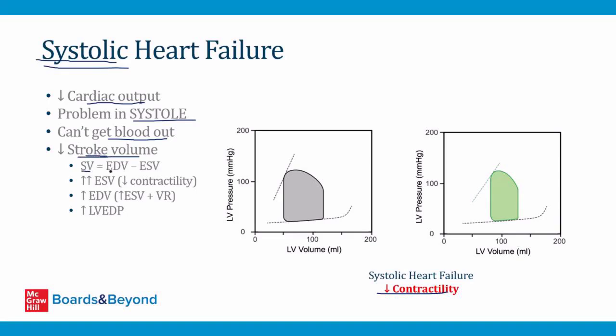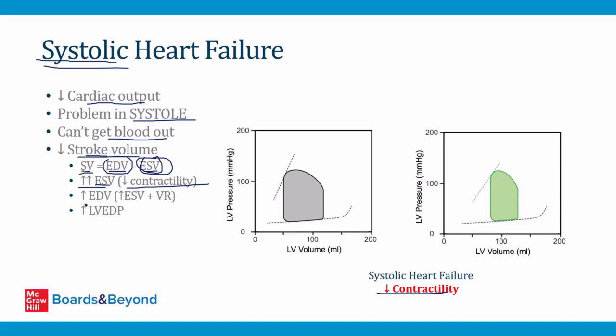Remember that the stroke volume is the difference between the end diastolic volume and the end systolic volume. The end diastolic volume is the volume at the end of diastole when the left ventricle is the most filled with blood, and the end systolic volume is the volume at the end of systole when the left ventricle has pushed out as much blood as it can. The difference between those two volumes is the stroke volume. The major change in systolic heart failure is that the end systolic volume goes way up from the fall in contractility. Because the ventricle can't squeeze normally, it can't push blood out normally. So at the end of systole, there's a lot more volume of blood left inside the heart. And this big rise in the end systolic volume here is what causes the stroke volume to fall.